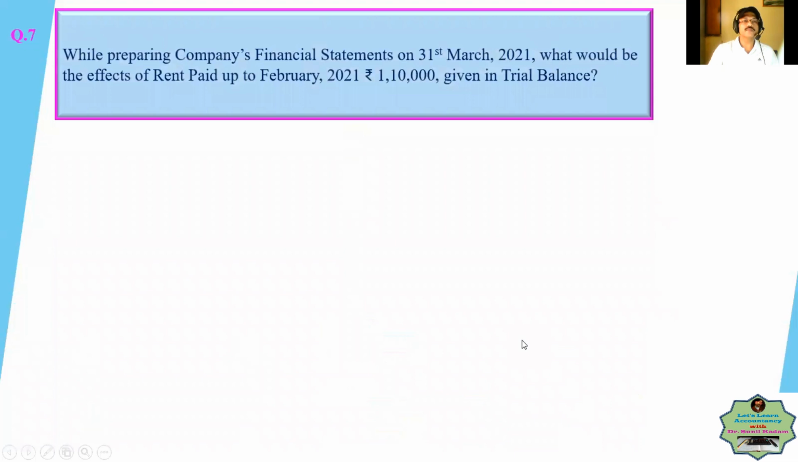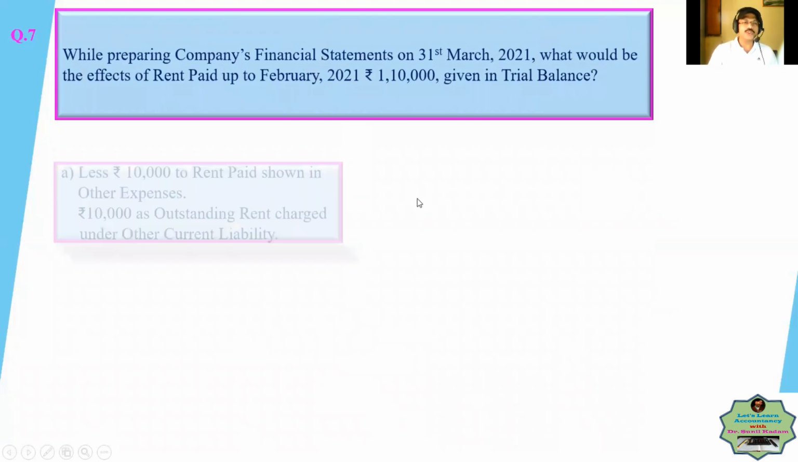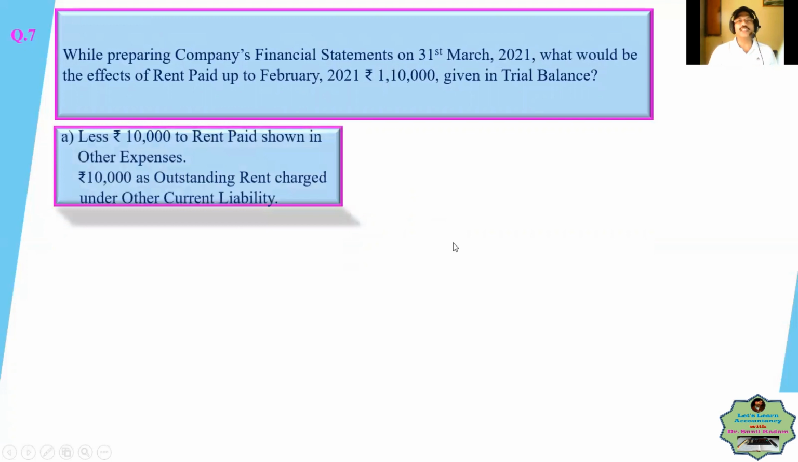Objective number 7. While preparing the company's financial statements on 31st March 2021, what would be the effect of rent paid up to February 21, rupees 1,10,000, given in a trial balance? This is normally called a hidden adjustment or silent adjustment given in a trial balance, with small information in a bracket. They talk about, like, up to February 2021, an amount of 1,10,000. The correct option we'll see a little later.